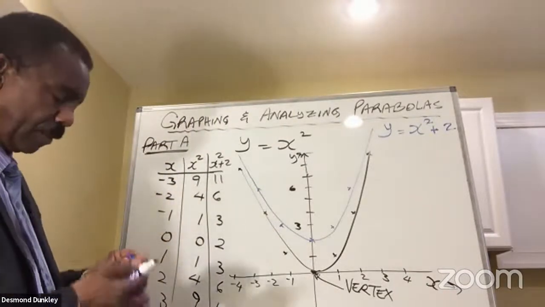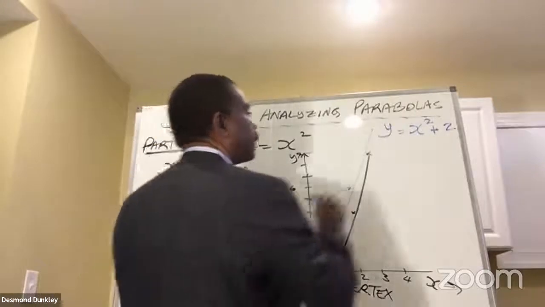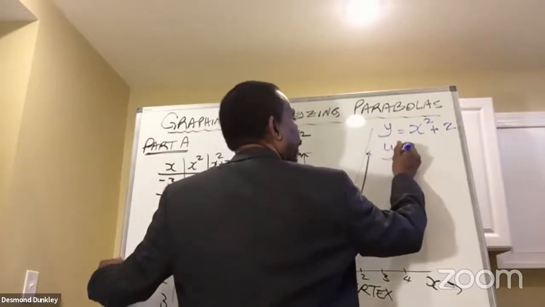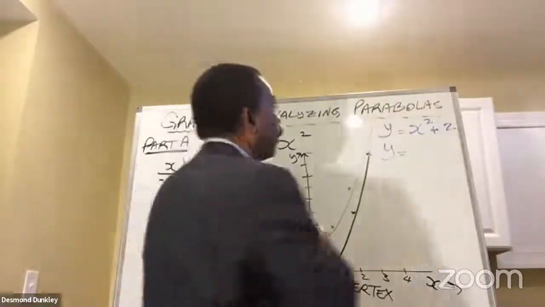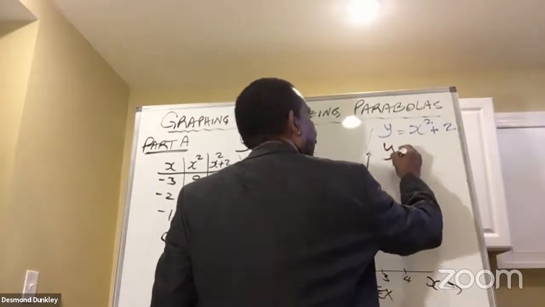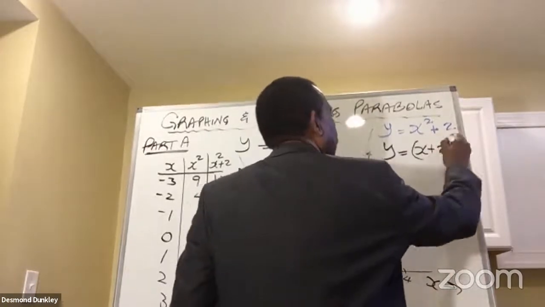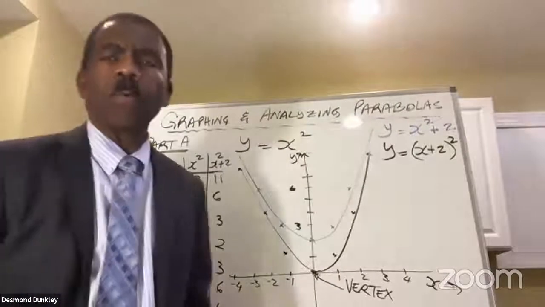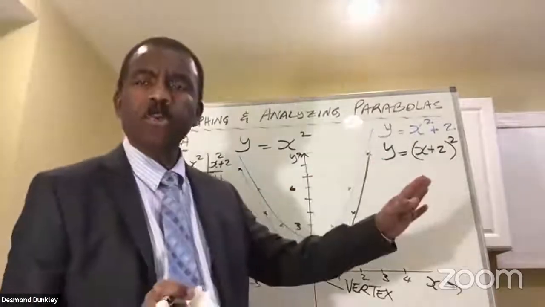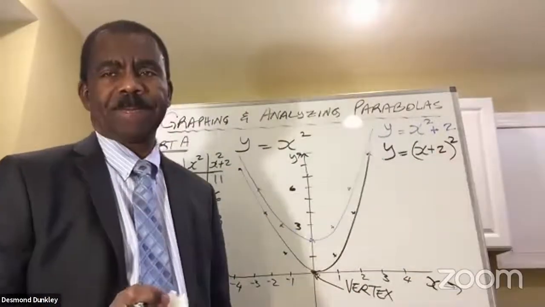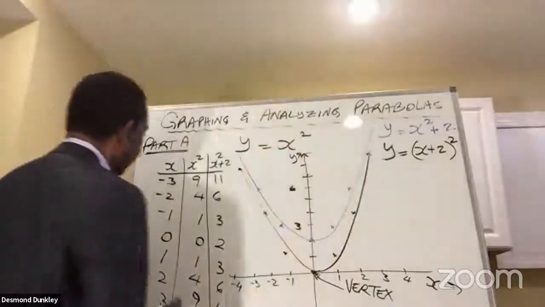Let's see something else. What happens if we made something else? Suppose we had y equal to, in this case, we're going to put y equal to (x plus 2) squared. So whatever the x value was, we're going to add 2 to it and then square it. So we're going to add 2 first and then square it. So what happens? So here we go.